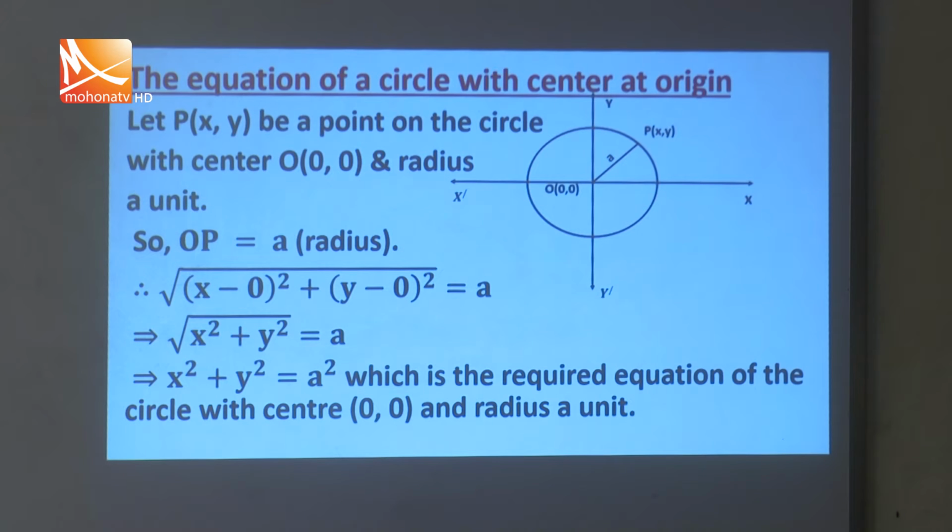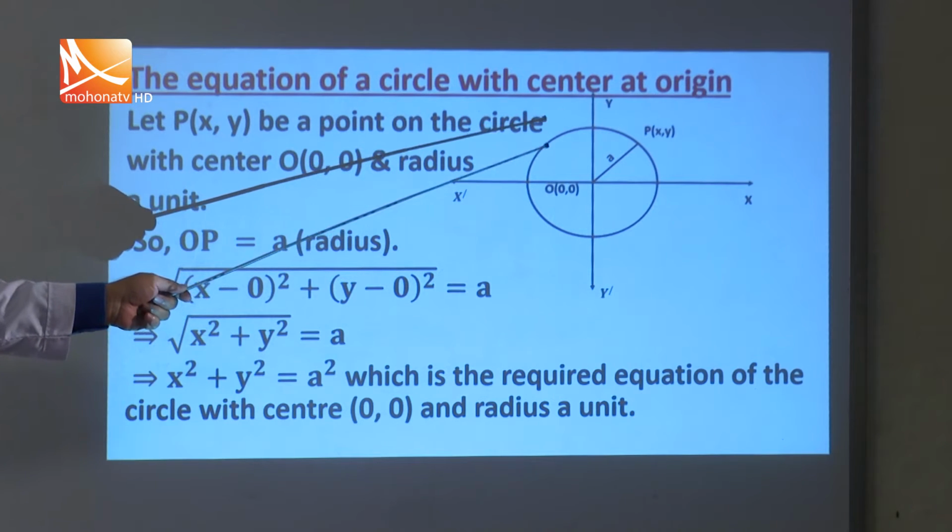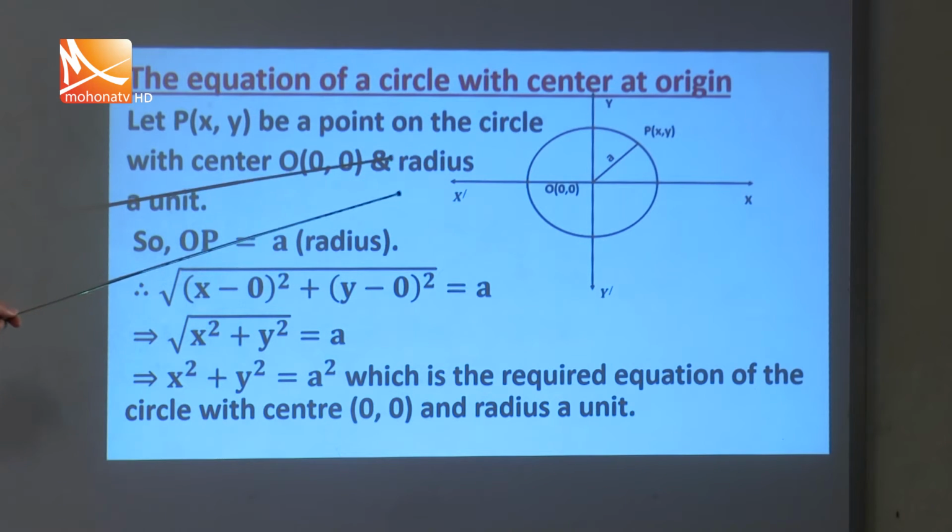Now, we would like to see the equation of a circle with the center at origin. Let P(x, y) be a point on the circle with center O(0, 0) and radius a, which is represented in the adjoining figure. You just see that O is the center and P is a point on the circle. So, OP is a radius, that is OP equals a.